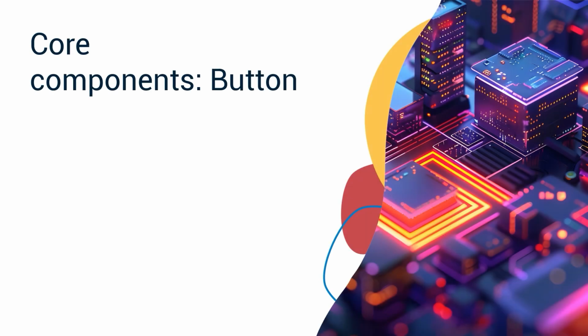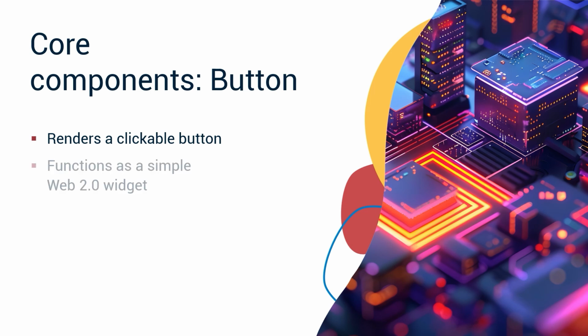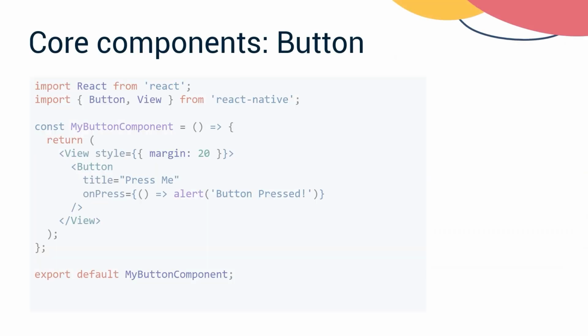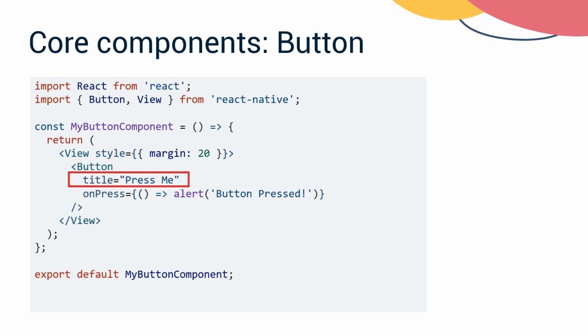The button component renders a simple, clickable button designed to trigger functions. It is a basic Web 2.0 element with limited customization capabilities. The button syntax is the opening and self-closing tag of this component used to create a button. The title prop sets the text displayed on the button, whereas the onPress prop defines the action to be taken when the button is pressed.